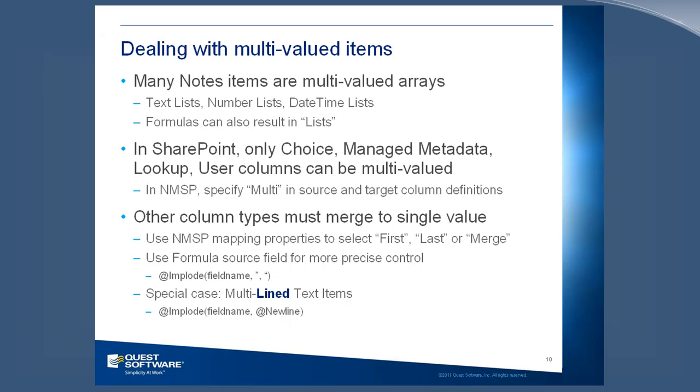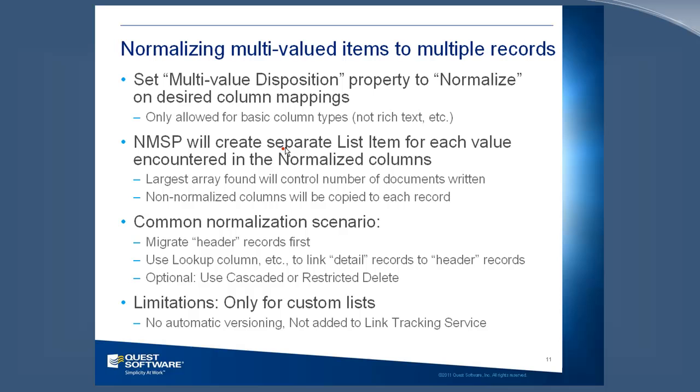Now, for more complicated examples, you might want to actually do some normalization. So you might have an array of text fields, and you will actually want to break that out into multiple list items. And so we call that normalization, where you take one notes document and blow it out into multiple SharePoint documents. And so this is a new feature now with version 6.1, Notes Migrator for SharePoint 6.1, where you can now set the multi-value disposition in your mapping tab to normalize.